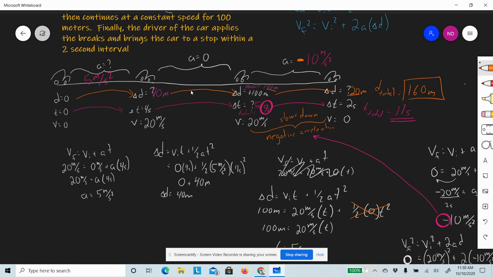Okay. So we were asked to find the total time and the total distance. Everything's there. Total time, 11 seconds. Total distance, 160 meters. That's the process. Draw the picture. d, t, v along the way. Multi-step problem.